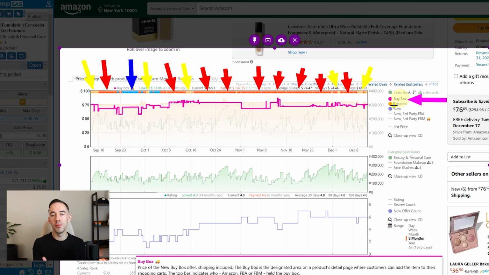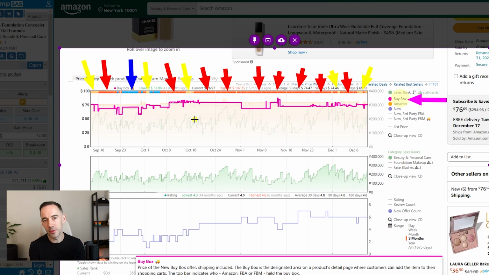Well, the blues mean merchant fulfilled, fulfillment by merchant, FBM. So you can see that at this time right here, an FBM seller has won the buy box. Red means FBA. So you can see FBA seller, FBA seller, FBA seller. Lots of times FBA's been winning this buy box. And then orange, or I put yellow arrow, is really Amazon. Amazon has won the buy box.